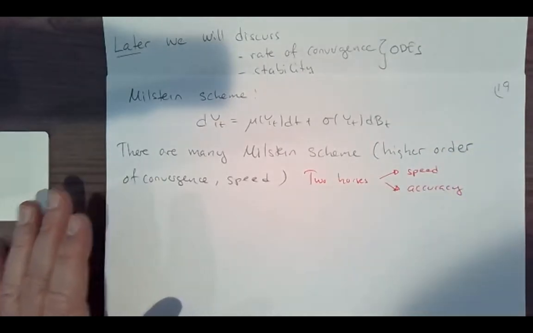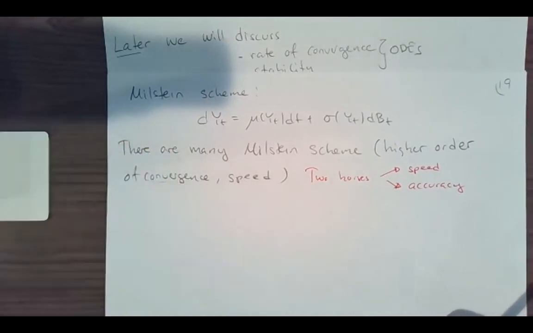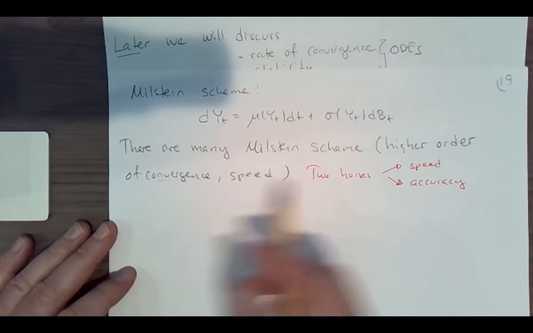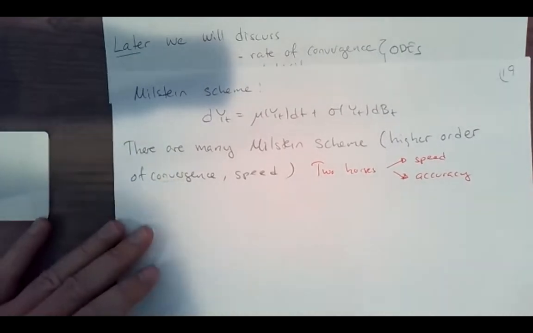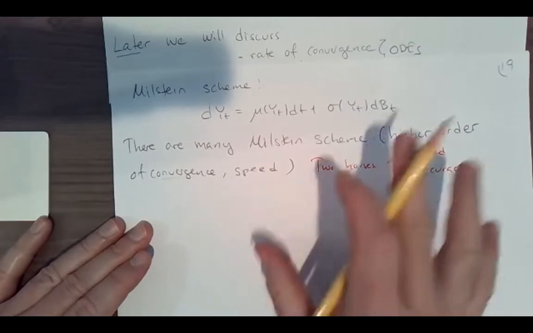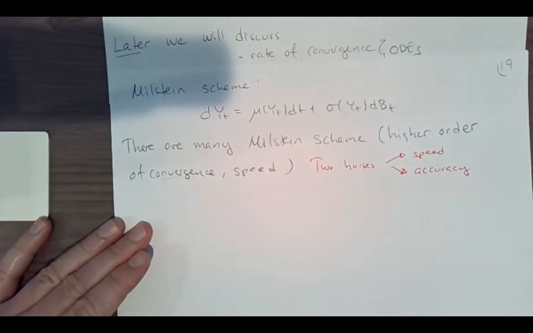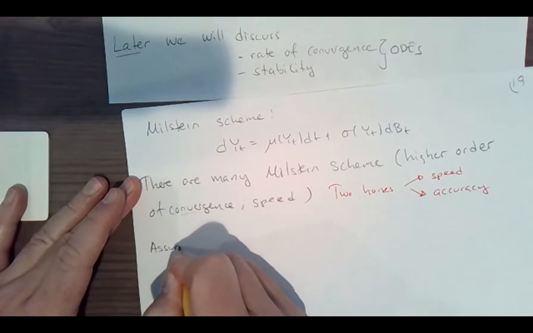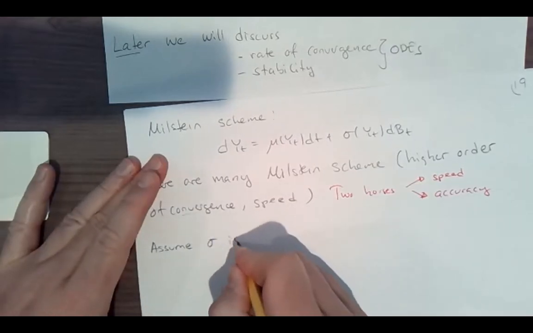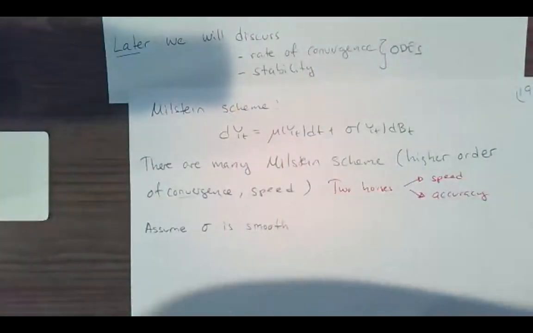And the Milstein schemes tend to favor convergence. Something that converges, but how well it converges, this is what has to do with accuracy. We will talk more about this when we get into these ODEs, but at least let me just write down the Milstein scheme. So we're now going to make the assumption: assume that sigma is smooth, so it has a derivative.